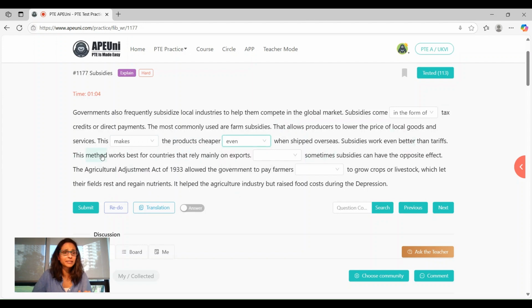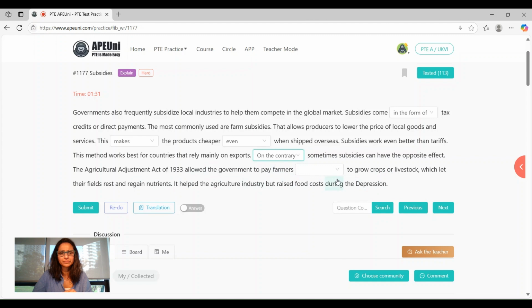Subsidies work better than tariffs. This method works best for countries that rely mainly on exports. Sometimes subsidies, all right, however. So I'm going to guess here the assumption is however. On the contrary, however, instead, on the contrary, sometimes subsidies can have the opposite effect. Allows the government to pay farmers something to grow crops or livestock.